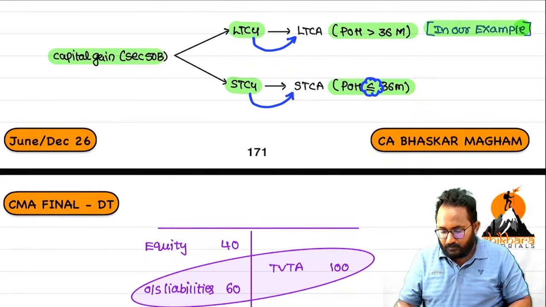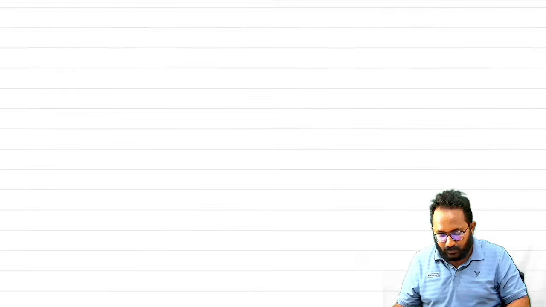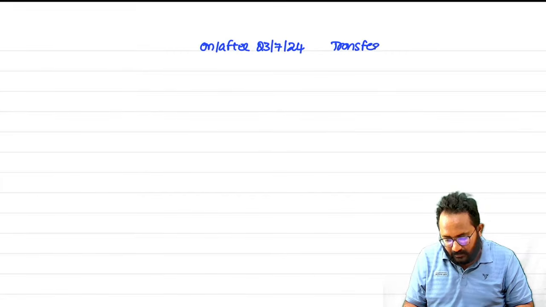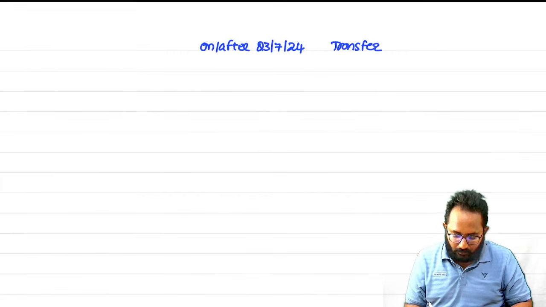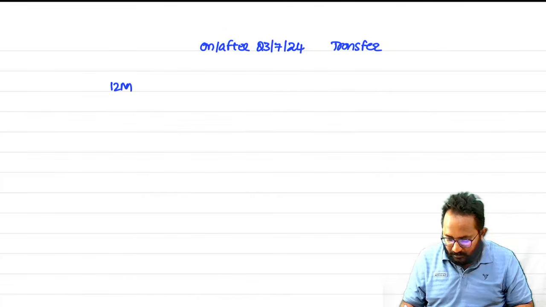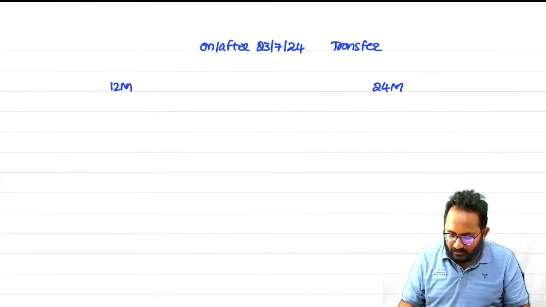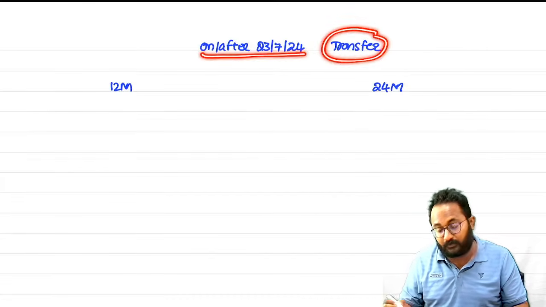Yes, capital gain related amendments we got. On or after 23/7/2024, if you transferred any capital asset, we have to check the period of holding only, how many months? 12 months, 24 months only. There is no 36 months classification. If the transfer is done on or after which date? 23/7/2024.